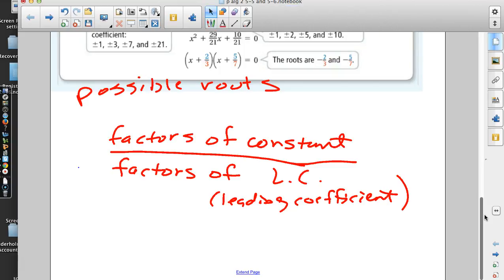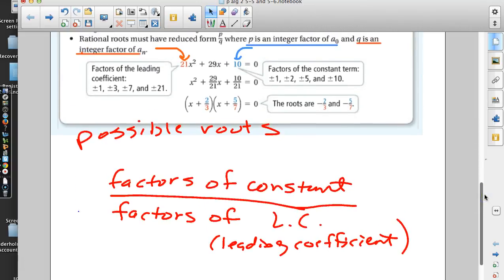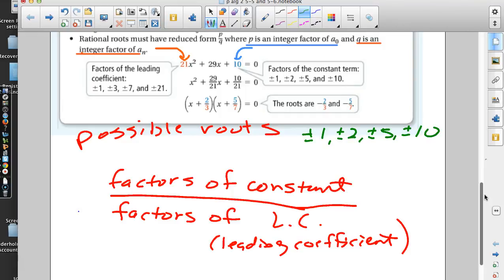So up here, using their example, 21x squared plus 29x plus 10. Here's what we do. We go to the back and look at 10 and say, okay, what are all the integers that would divide nicely into 10? 1 goes in there, 2, 5, and 10. But the negatives could also go in there. So we put plus or minus 1, plus or minus 2, plus or minus 5, plus or minus 10. That goes on the top of our fraction.